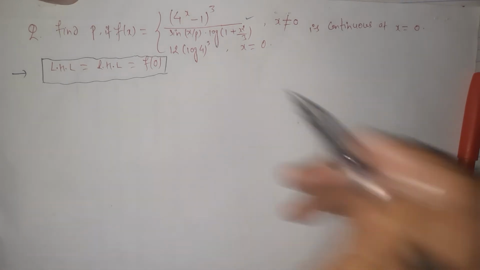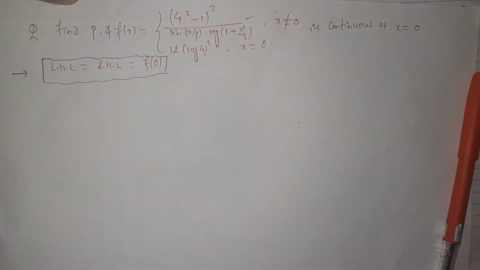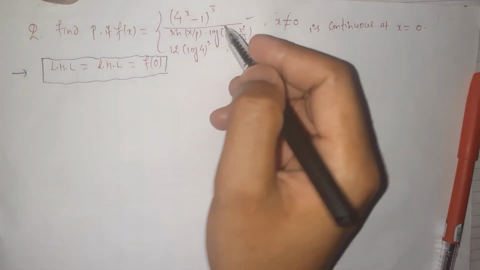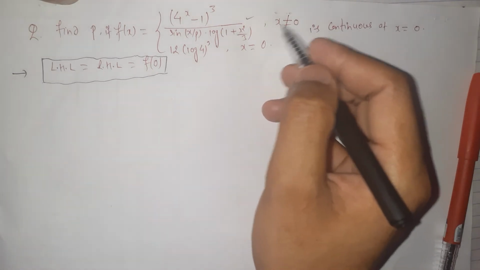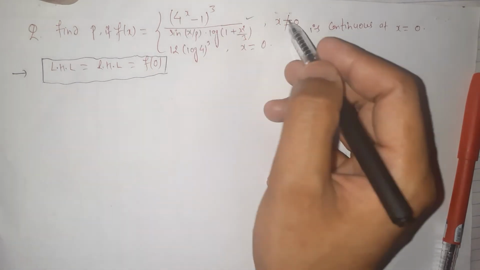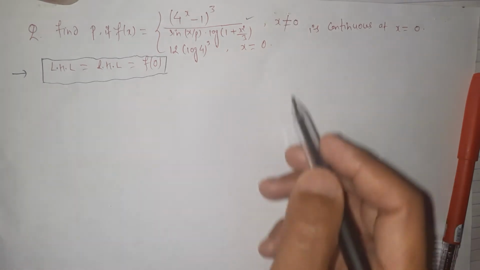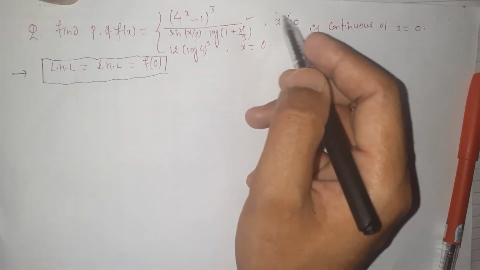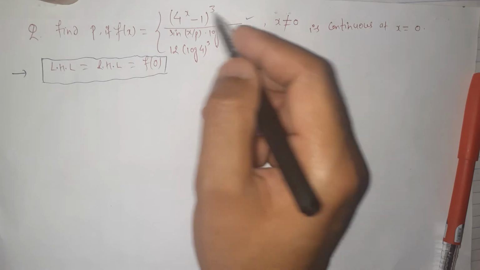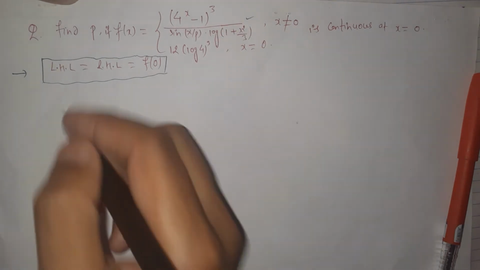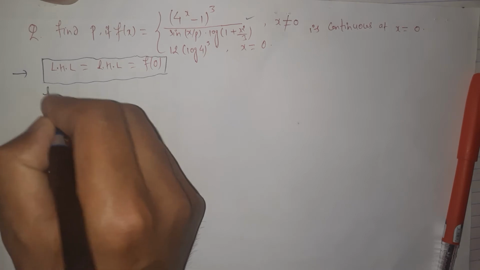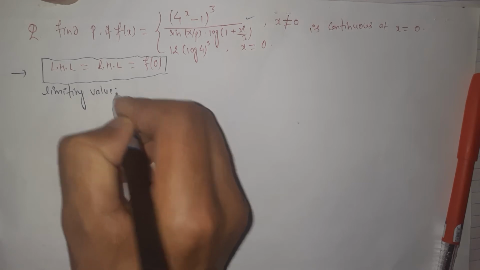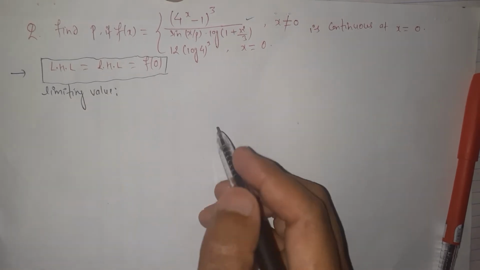The limiting value is the same as both the left hand limit and the right hand limit in this case. The first function is for x not equal to 0, meaning for x less than 0 and for x greater than 0. This is the same function for the two conditions. So let's first calculate the limiting value, and then we will calculate the functional value also.